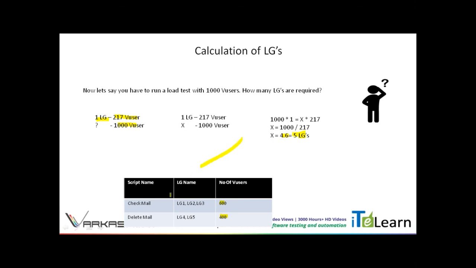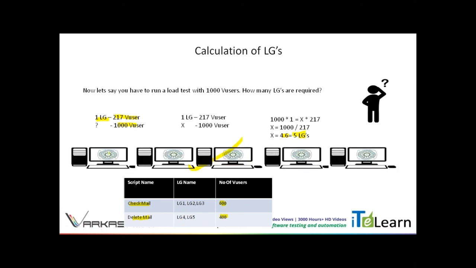Now let's look at the scenario. Checkmail needs to be executed with 600, so you need 3 LGs, LG1, LG2, LG3, and delete mail needs to be executed with 400, so you need 2 LGs, LG4 and LG5. So in total you have 5 LG machines for my project now.